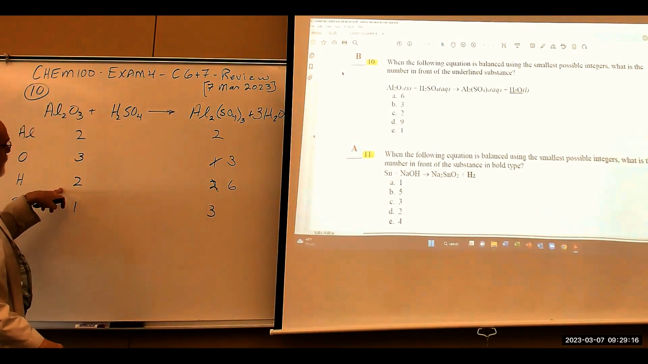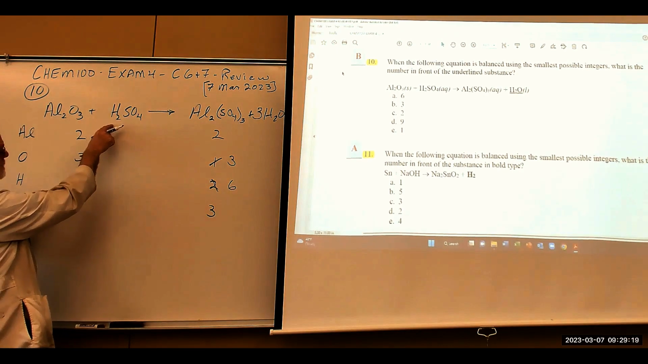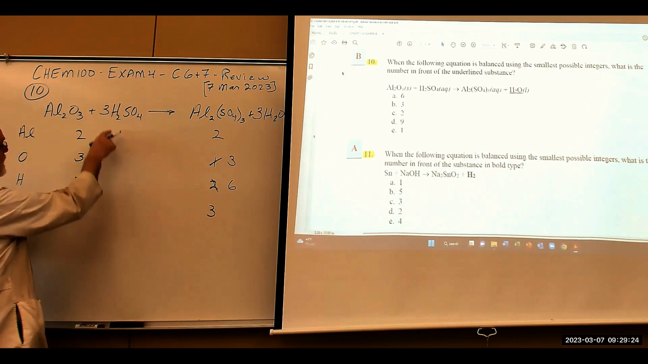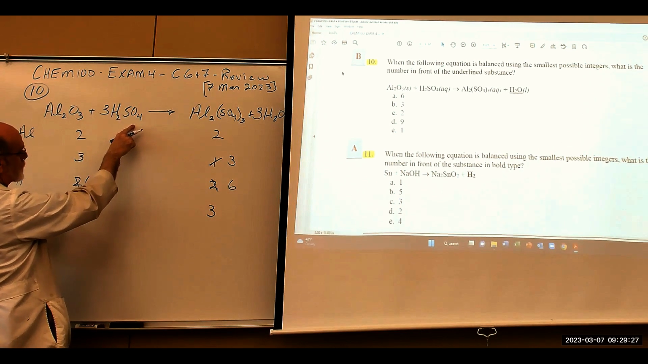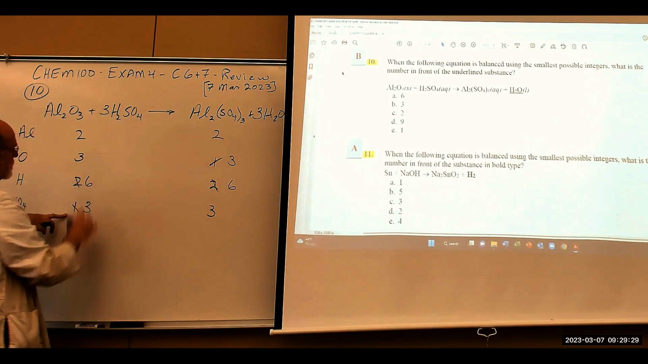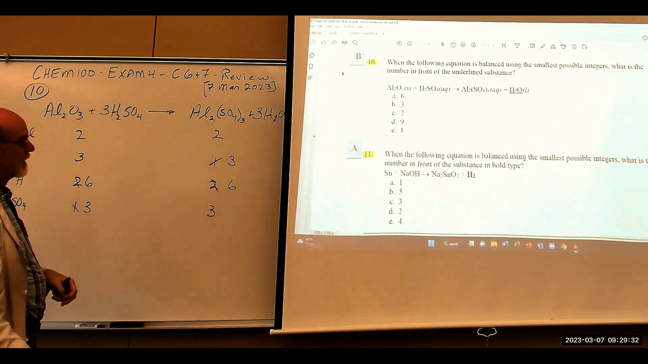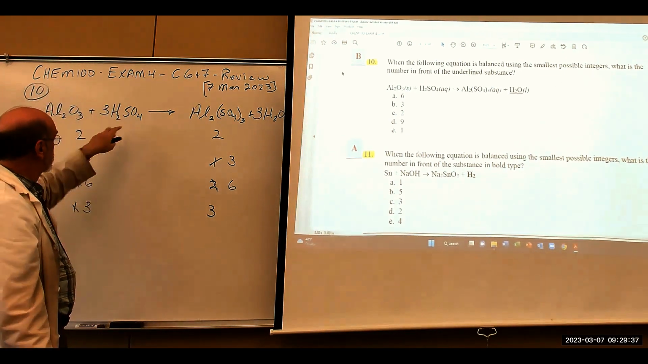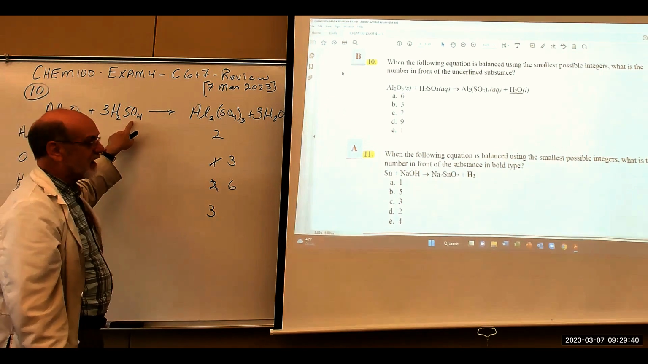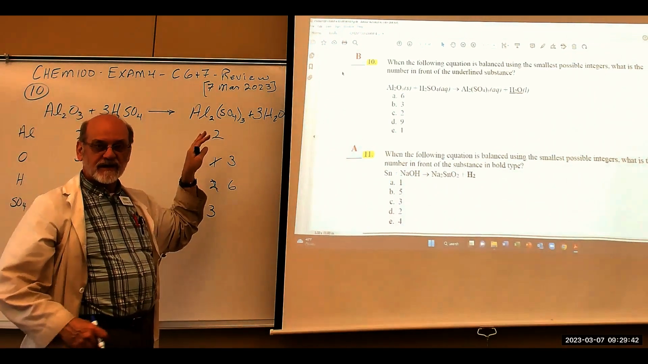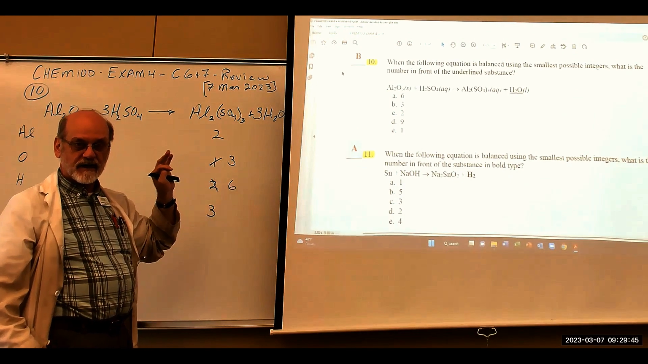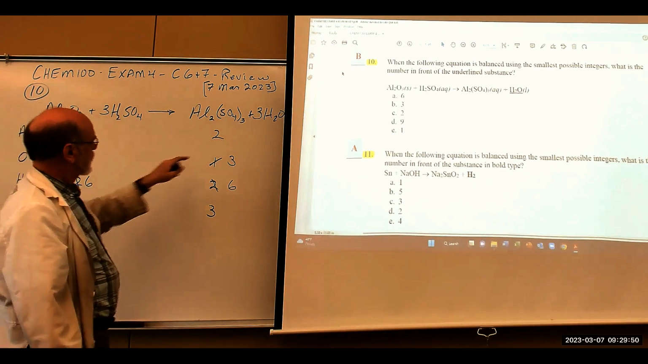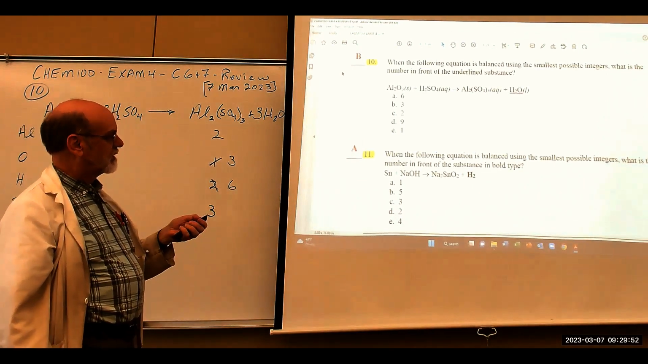Okay. So now if we do the hydrogens on this side, we need 6 hydrogens. That means 3 here. So that's 6 hydrogens. That changes the sulfates to 3. So we have 2, 3, 6, and 3. That equation is now balanced. And we use the trick where polyatomic ions that occur on both sides can be used as balancing groups. So water, coefficient of water is 3. There it is right there.